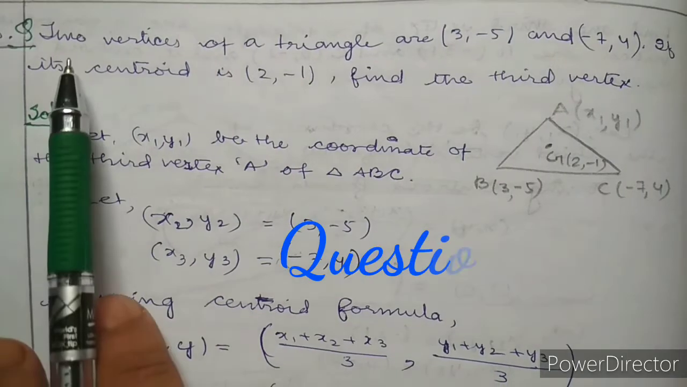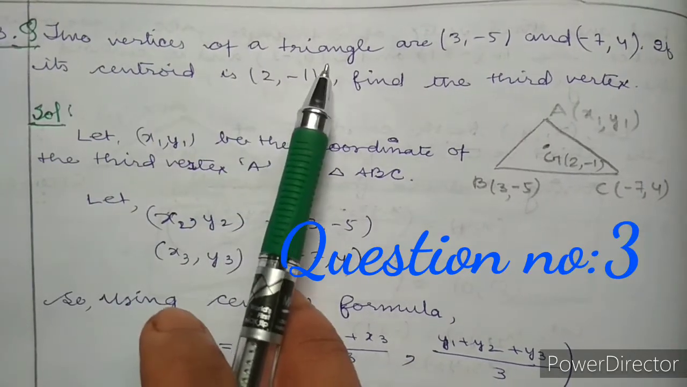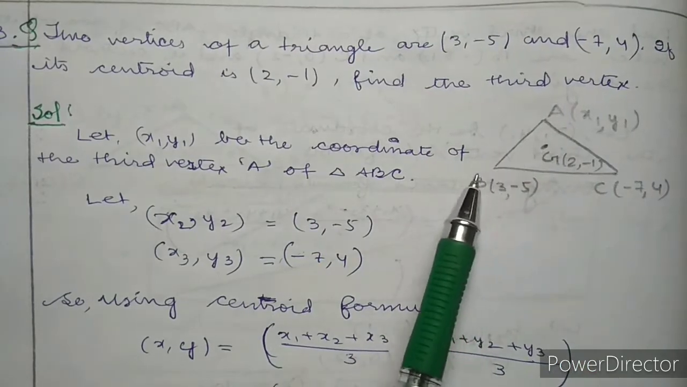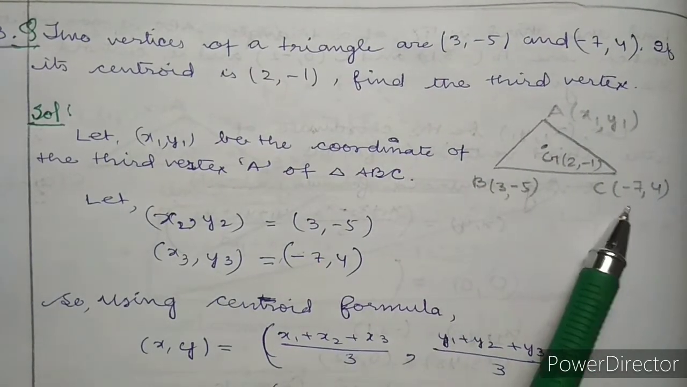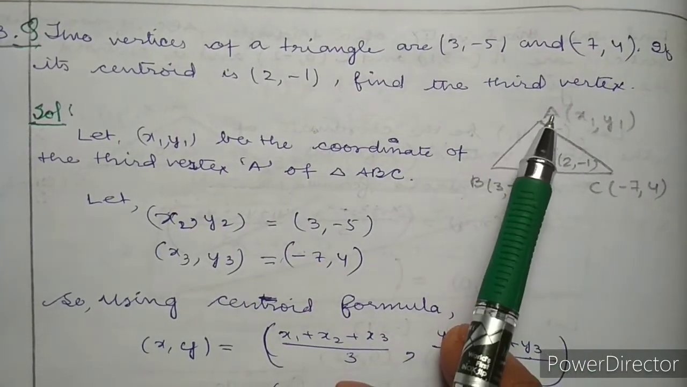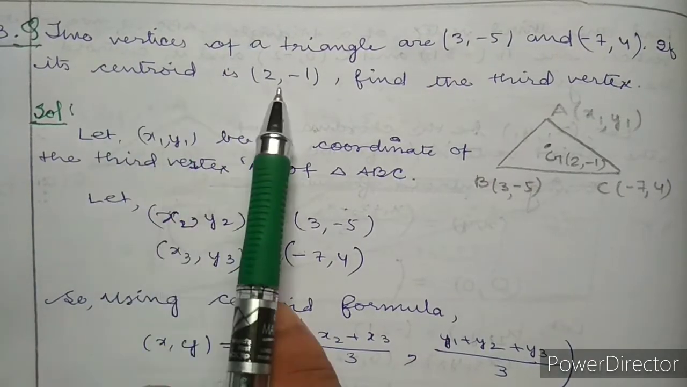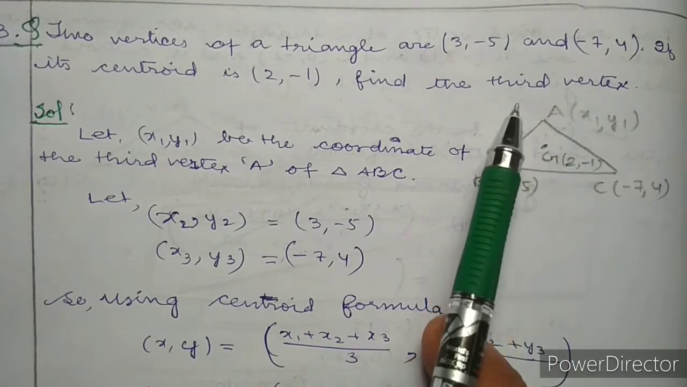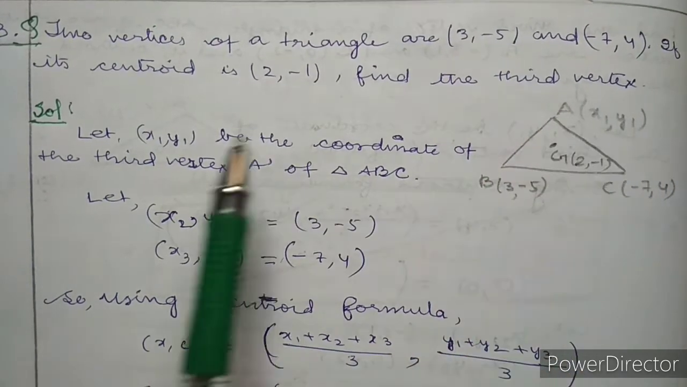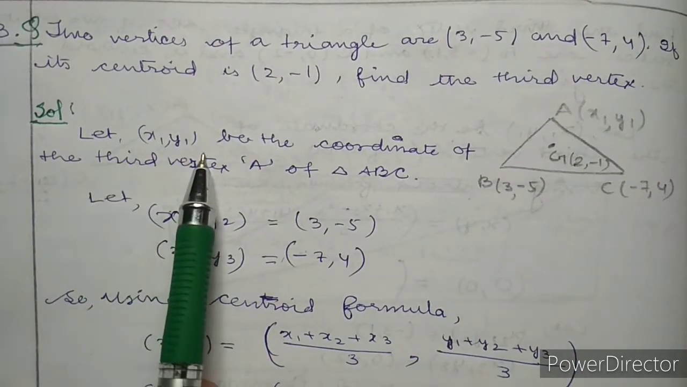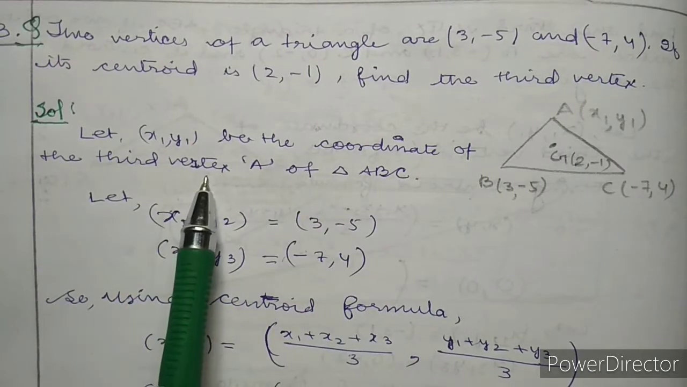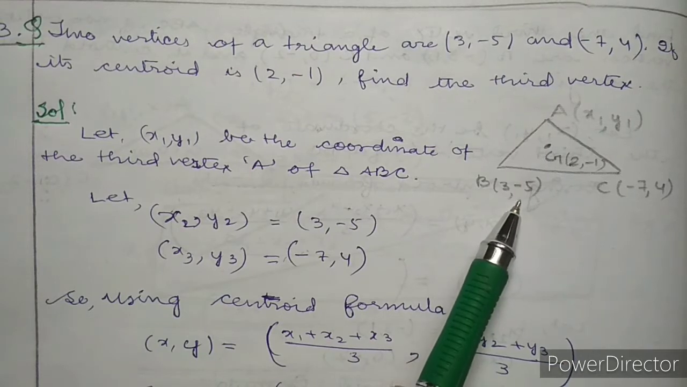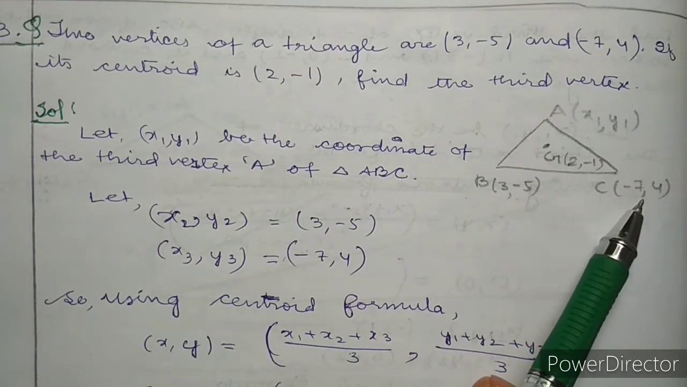Question is, two vertices of a triangle are 3, minus 5 and minus 7, 4. That means suppose this is a triangle, two of its vertices are given, the third vertex is not given, and its centroid is 2, minus 1, the centroid is also given. What you have to find? You have to find the third vertex. So since it is not given, we can assume let x1, y1 be the coordinate of the third vertex A of triangle ABC. Here x2, y2 will be 3, minus 5 and x3, y3 will be minus 7, 4.